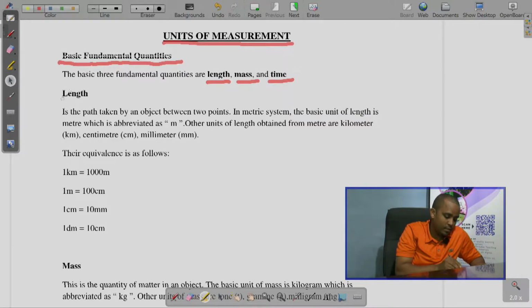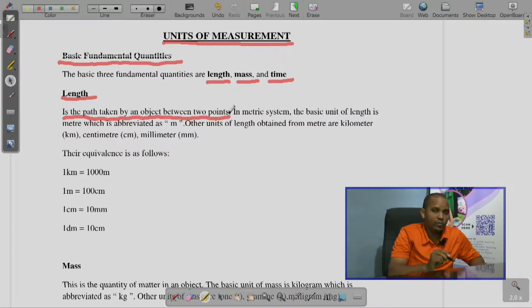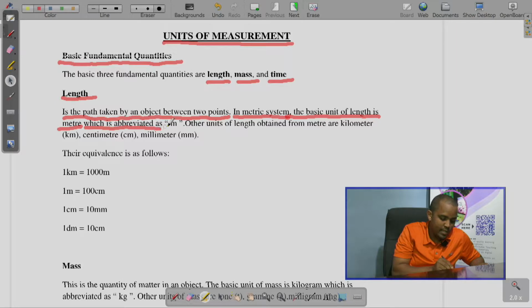What is length? A length is the path taken by an object between 2 points. In the metric system, the basic unit of length is the meter, which is always abbreviated as m. Other units of length obtained from the meter are kilometer, centimeter, millimeter, etc.